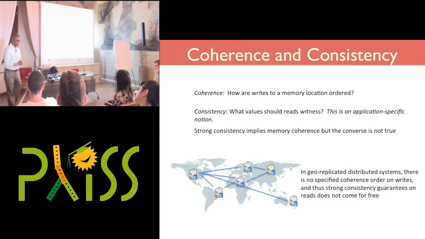The second term that we'll use throughout this series of lectures is consistency. What values can a particular read witness? So I do some writes, and I want to do some reads. After I've done those writes, what am I allowed to read? And what is the relationship between these reads and other reads, between these reads and other writes? Those are the questions that need to be specified in order for us to have any kind of rational understanding of what our application is actually doing. We want to constrain that to the level that makes sense for our application.